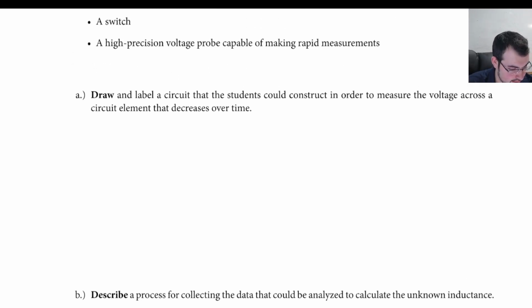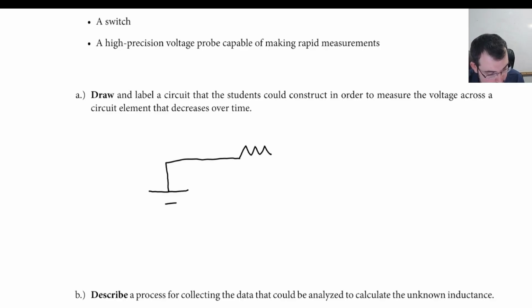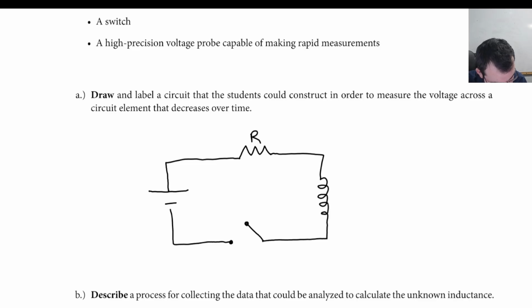So first let's draw the circuit. There's really only one way to draw the circuit, and we just have to pick where to put the probe. So we know nothing about the battery. We do know your resistance is R. It's some number they know. You are an inductor, who we don't know anything about. And you are a switch that at some point we're going to close.